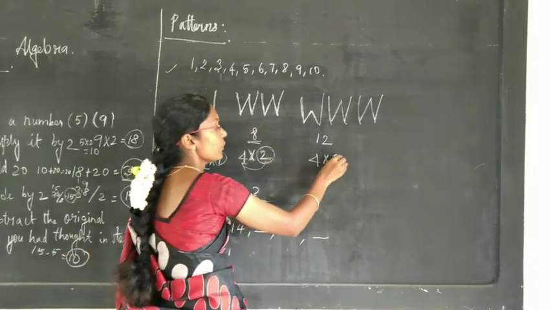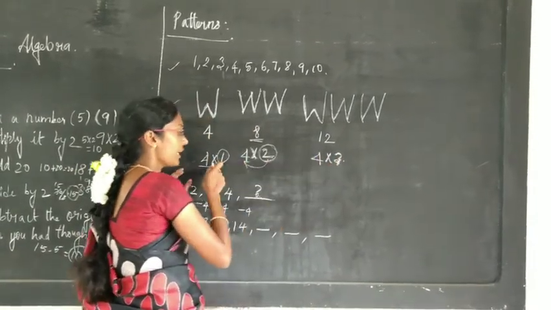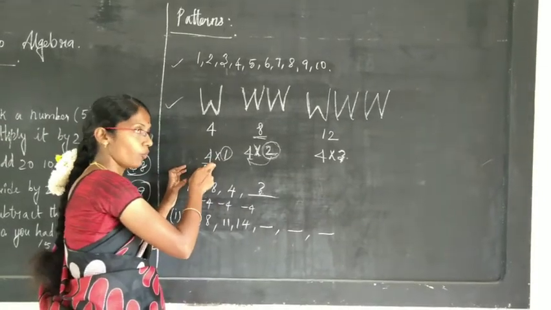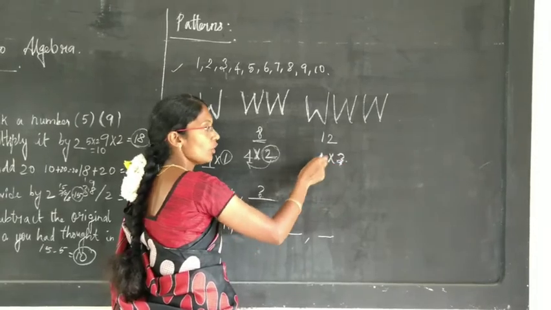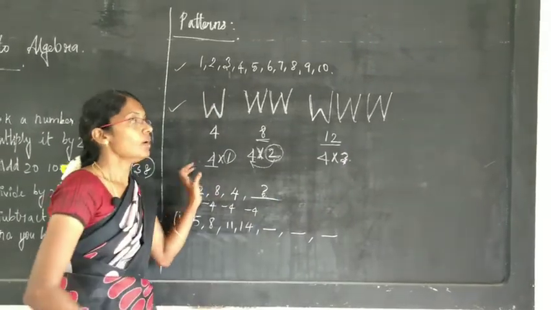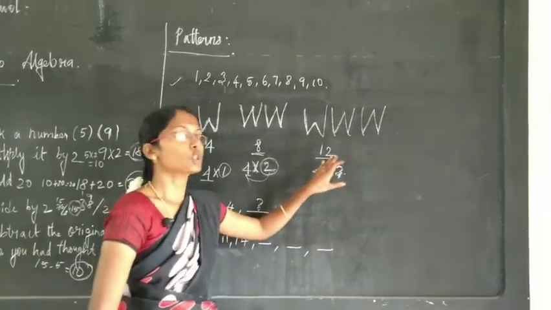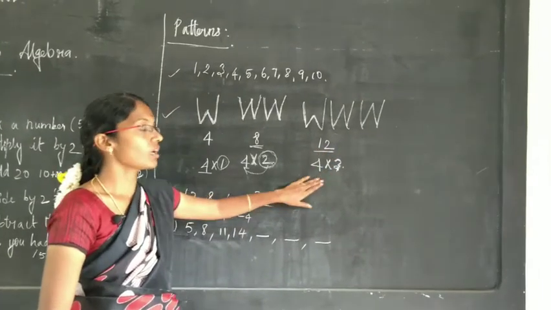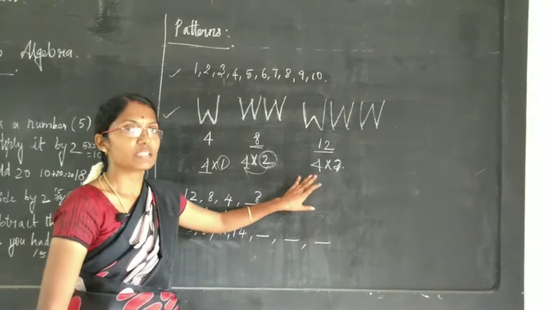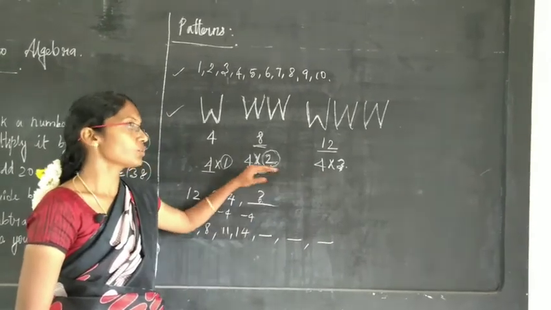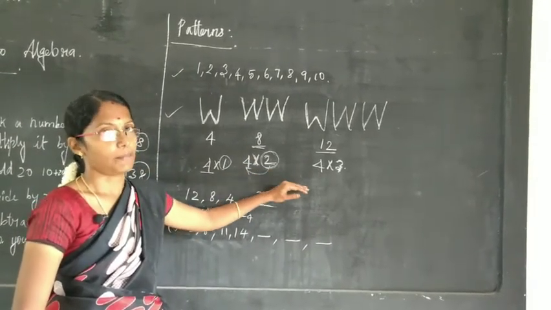Next, you need 3 W's. For making 1 W, you need 4. So for making 3 W, how many 4s are there? 3 into 4, 12. So to make 3 W's we need 12 ice cream sticks. These are the kind of patterns. To make the numbers easier, we use patterns in numbers.